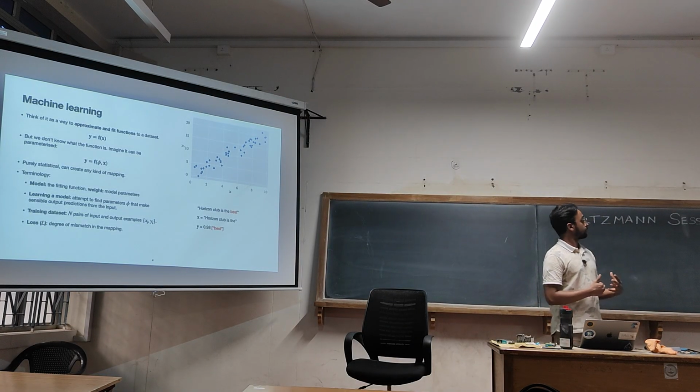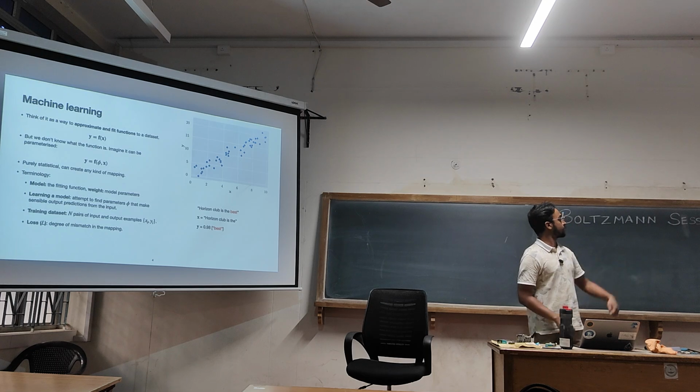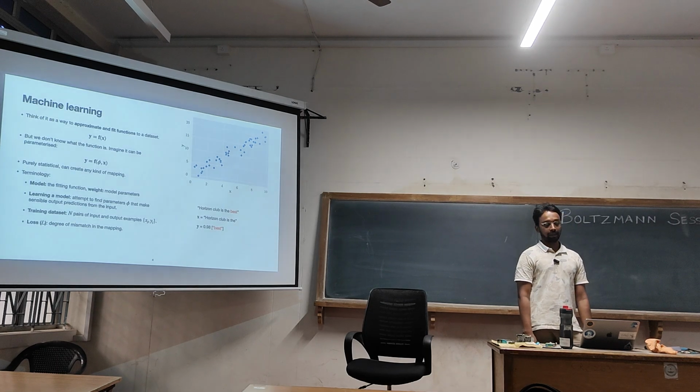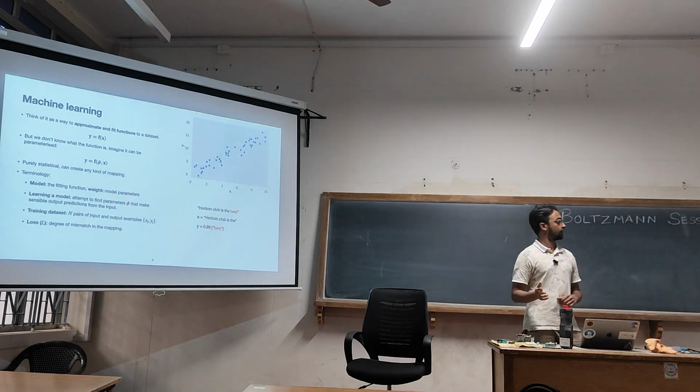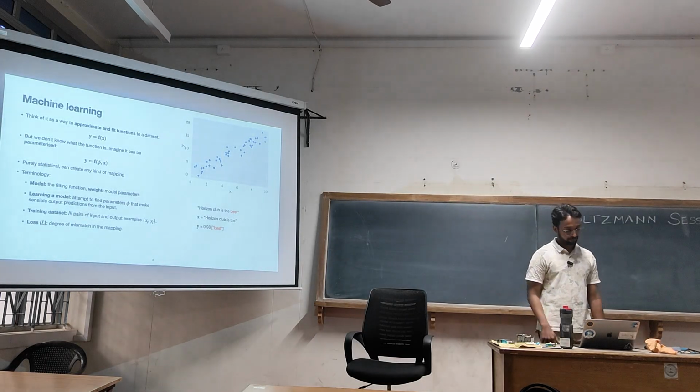Then you have this data set which is, here, n pairs of input and output examples, but it could be very high dimensional. As I said, it could be text, it could be images, it could be videos, whatever.